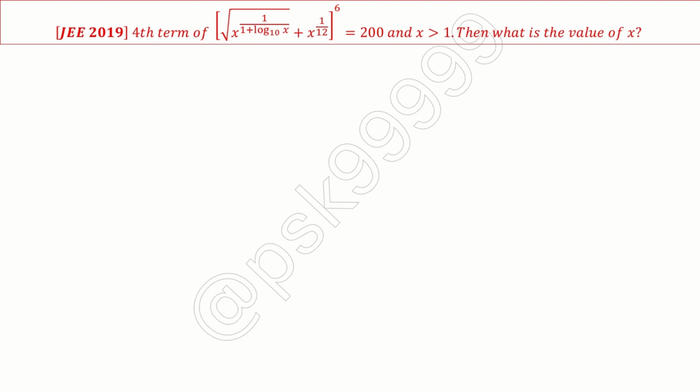Fourth term of (square root of x to the power of 1 by 1 plus log x to the base 10, plus x to the power of 1 by 12) whole to the power of 6 equals 200. He is asking for the fourth term, and x is greater than 1. What is the value of x? The fourth term of this one is 200. What is the fourth term?